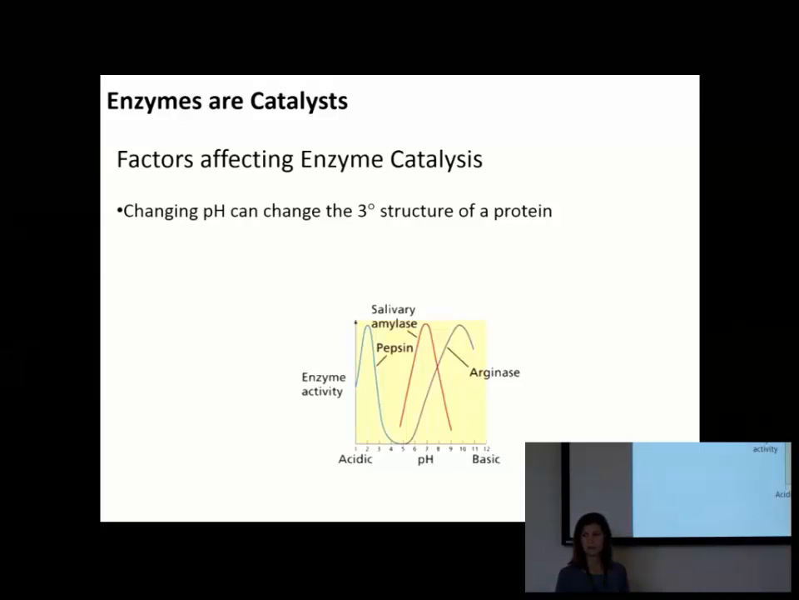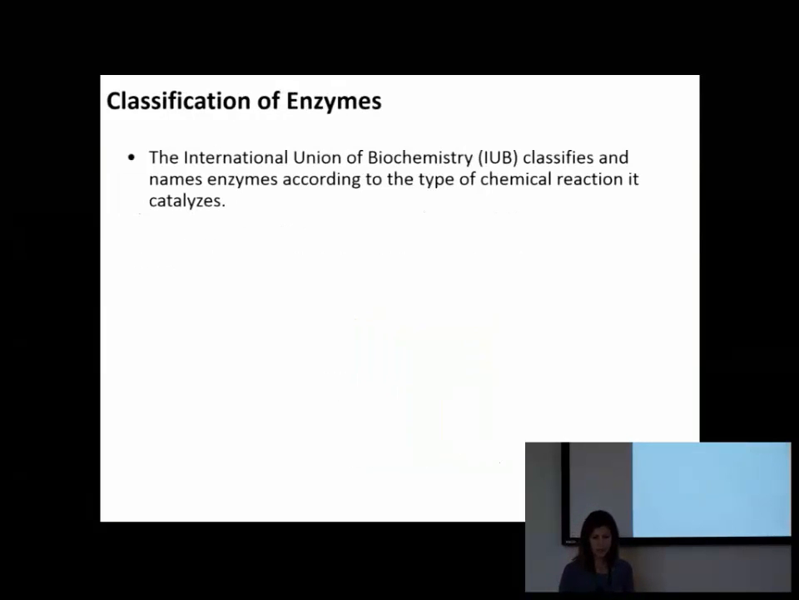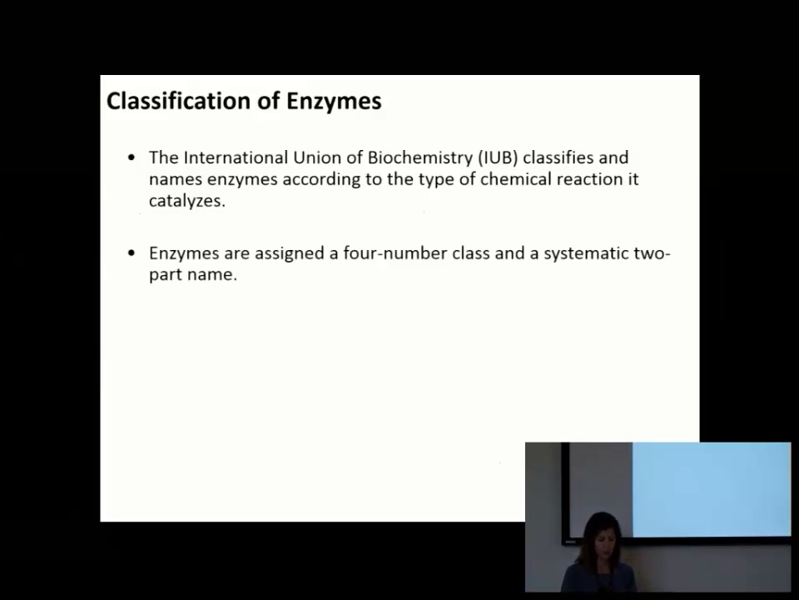All right, so each enzyme is going to have its own optimum pH. It does not have to be neutral. So this is an important point. All right, I don't really care about this too much, but we're going to classify enzymes according to the type of chemical reaction they catalyze. Because there are so many enzymes, you have to find some sort of order. So we have a two-part name and a numbering system.